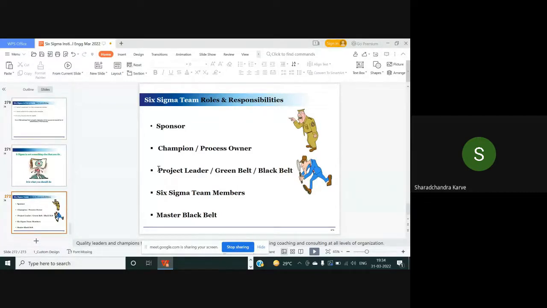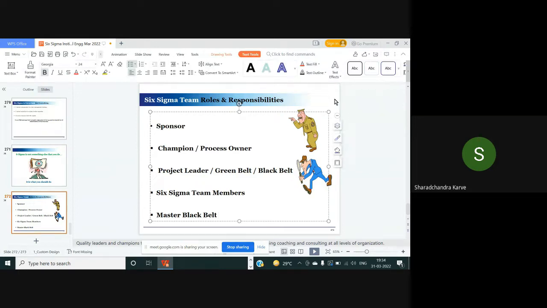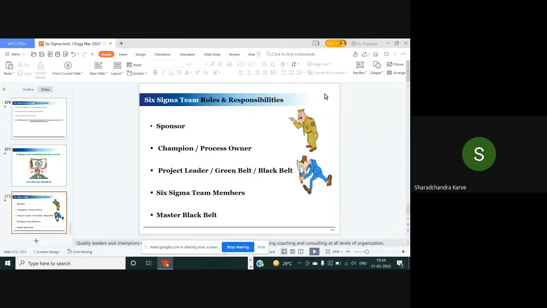Again, it is always teamwork, so they will select the team members. In some organizations they are also called yellow belts, but we can call them Six Sigma team members. And there is a master black belt, who is in the organization generally to coach, guide or mentor. He is a supporting hand for champions and process owners to identify the projects, and then helps or handholds the project leader, green belt or black belts to actually complete identification of the X.